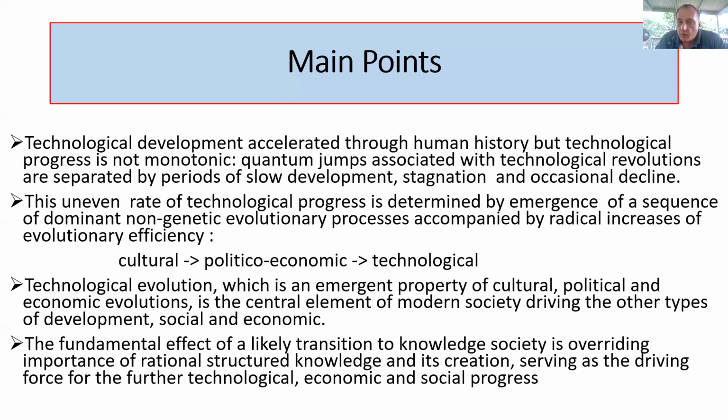Technological evolution is an emergent property of cultural, political, and economic evolutions. And at this moment, it's a central element of modern society, which drives forward technological, social, and economic development. And finally, we might expect yet another technological revolution. This expected revolution is called the revolution of knowledge, which is likely to lead to the so-called knowledge society, where intellect, inventiveness, creativity, and the ability to create new knowledge would be most important.